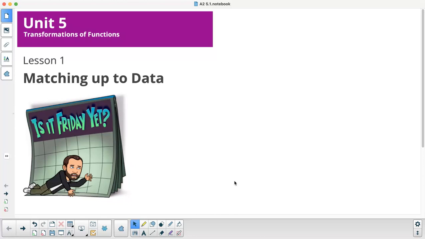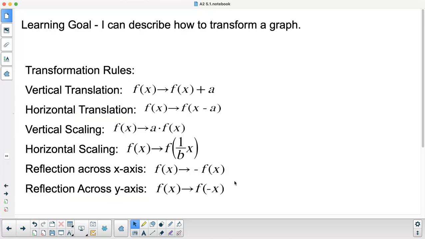Algebra 2, lesson 5.1 is called Matching Up Data. All right, so our learning goal here is I can describe how to transform a graph. Very generic learning goal, but something that we need to be able to do.